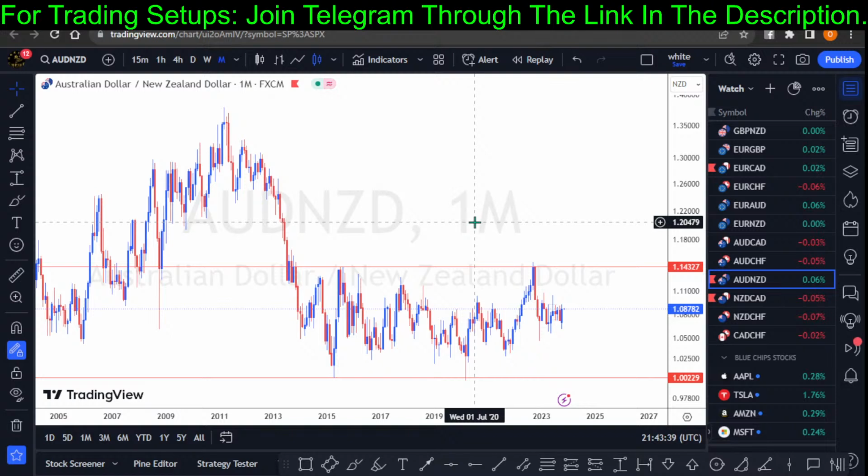Why not focus your trade on Australian dollar paired against the USD, New Zealand paired against the USD? Why not do that? Why trade Australian dollar paired against the New Zealand dollar? So let's check it out.